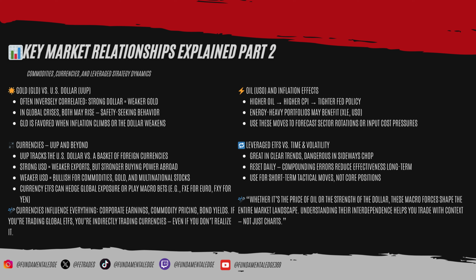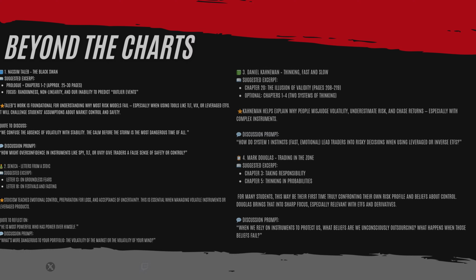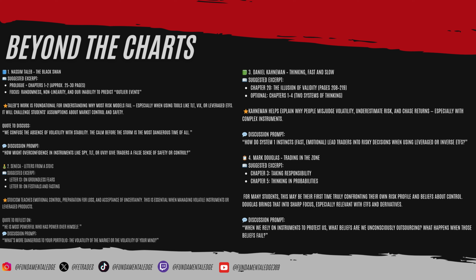Now let's shift from the external to the internal and explore the mindset, philosophy, and emotional discipline that lets you actually use this knowledge when it counts. As you continue developing your edge, I want you to challenge your assumptions about risk, safety, and control. Here are this week's readings. Nassim Taleb, The Black Swan. We will focus on the prologue and chapters 1 to 2. Think about how outlier events, those you don't see coming, can devastate even the most carefully built portfolios.